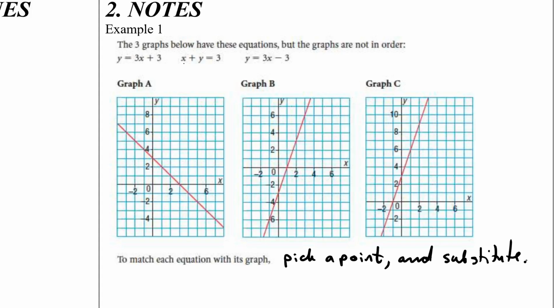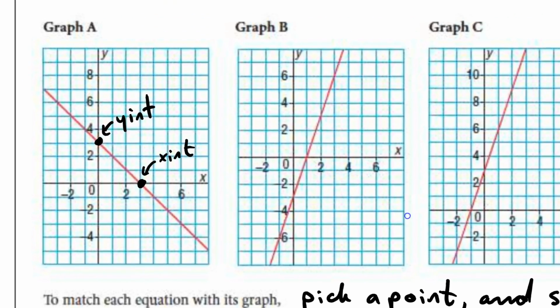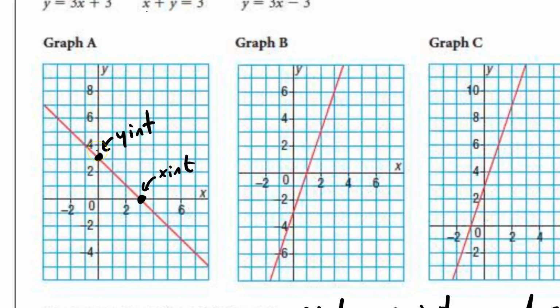So the easy ones are to talk about your x and y intercept. Your x-intercept is where it intersects with the x-axis, and your y-intercept is where it intersects with the y-axis. So you'll notice that there's a similarity for all x and y intercepts.